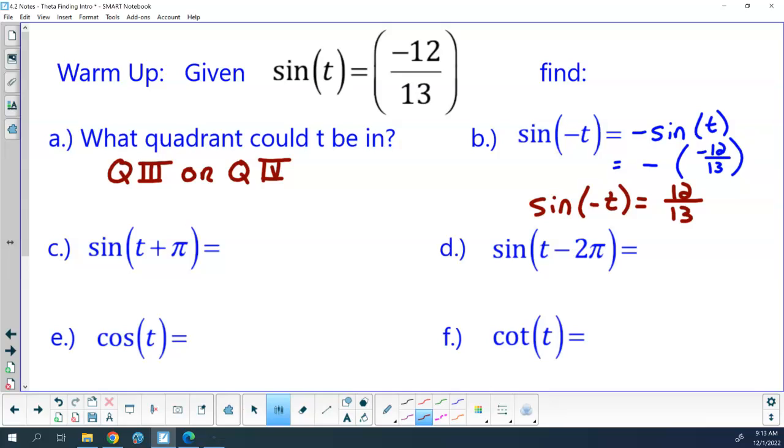C, sine of t plus pi. This one would be number 9. What would that one be equal to? The identity says it's number 9. Negative sine of t again. We just figured out what negative sine of t is. So this one would be equal to positive 12/13.